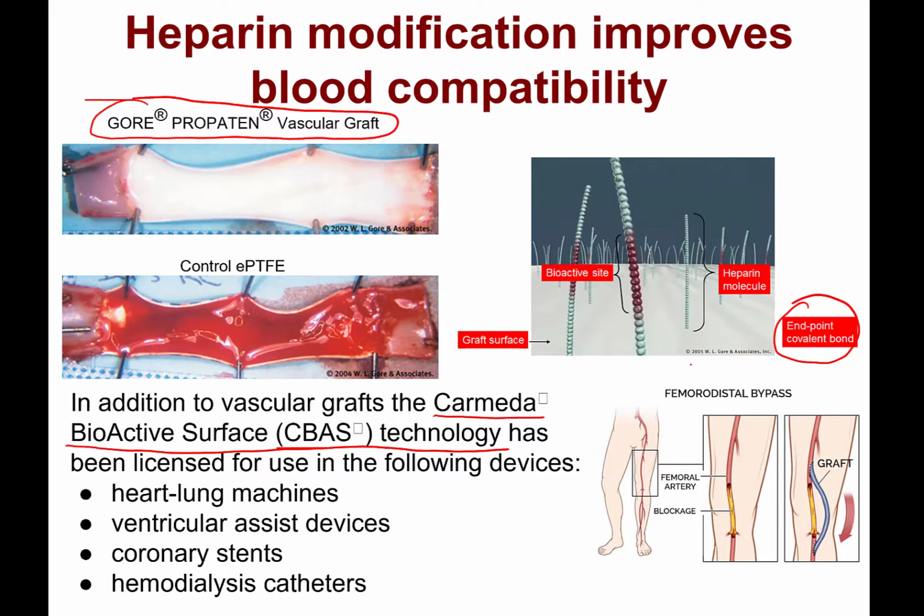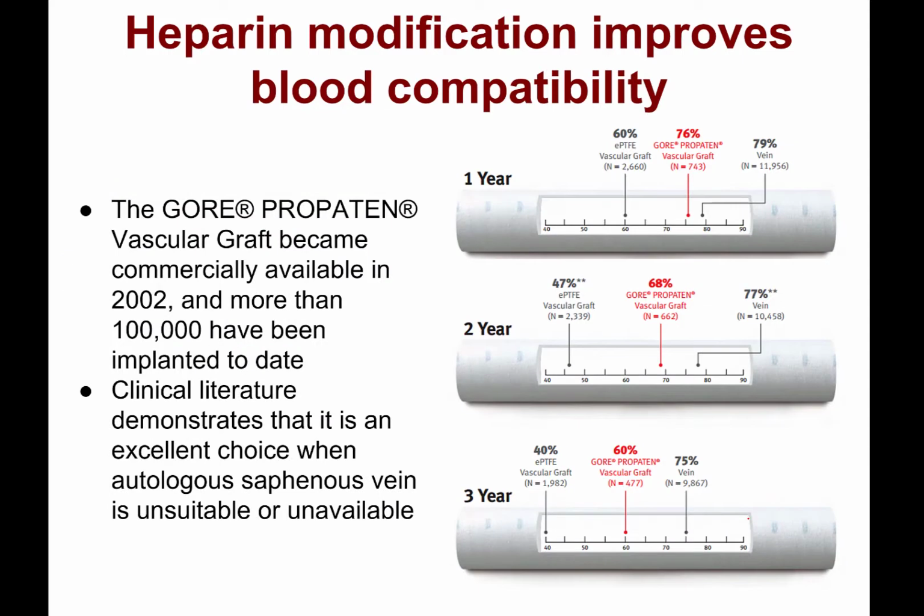Once this graft is in place, it will be used for femoral distal bypass, where you're going around a blockage in the femoral artery, as shown in the figures. And last time we also went over some of this data, where you can see it's not as good as a saphenous vein, but it's better than a non-modified graft. So heparinization improves blood compatibility, or hemocompatibility.